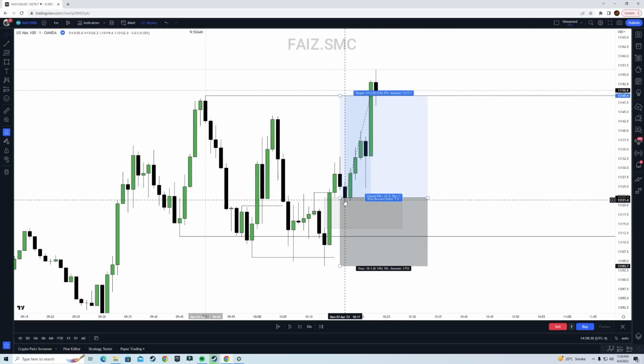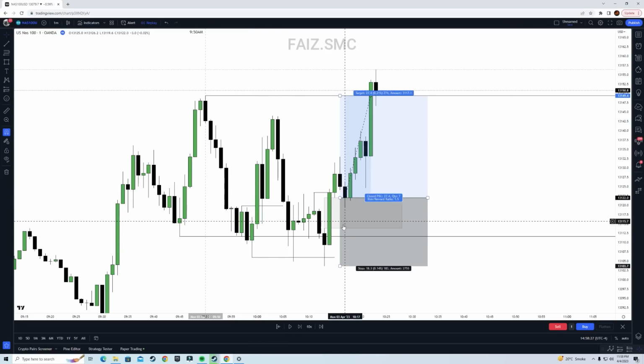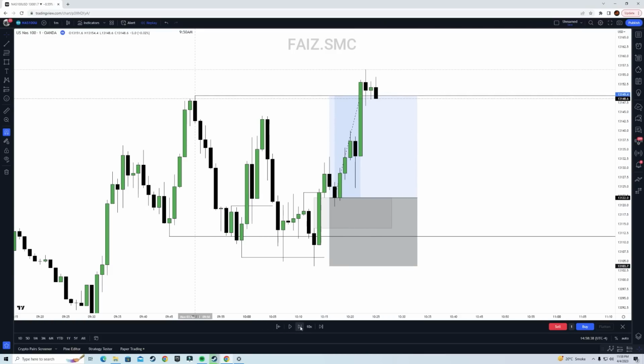So as you can see, we filled the fair value gap. We had a market structure shift. We also had market structure shift here, but there was no fair value gap. Over here, we did have fair value gap, and our entry was at 10:17 a.m., which is a plus point. And our take profit was hit at 10:22. So let's see what happened with price.